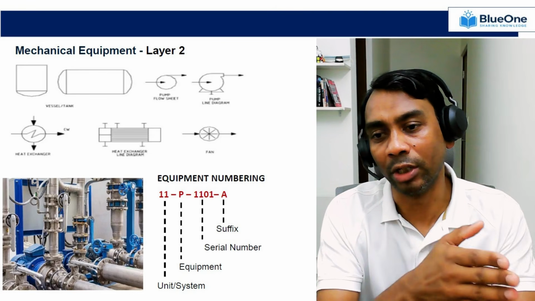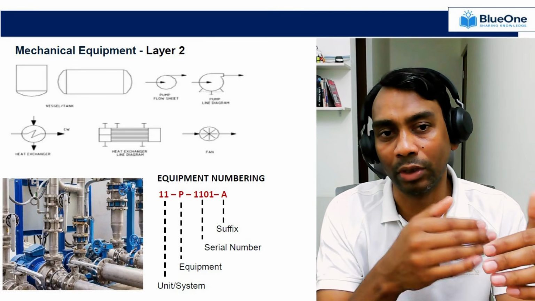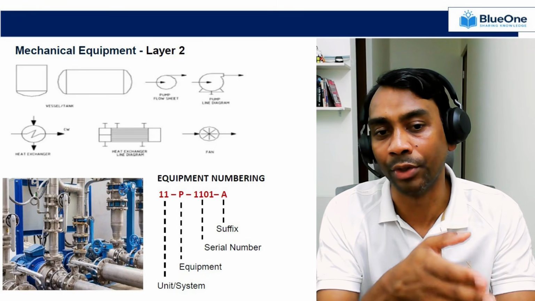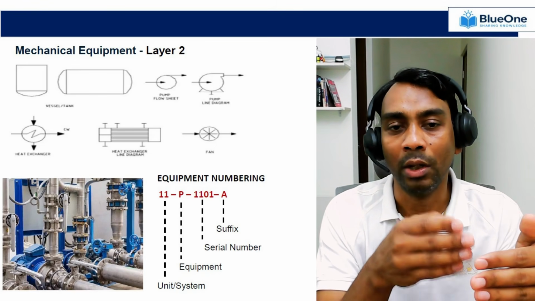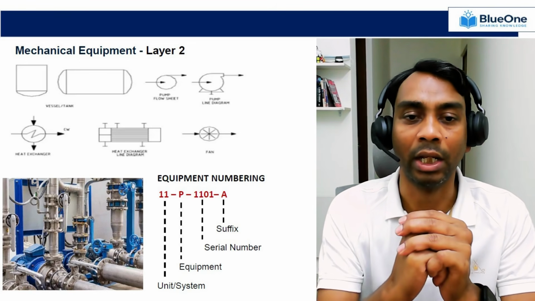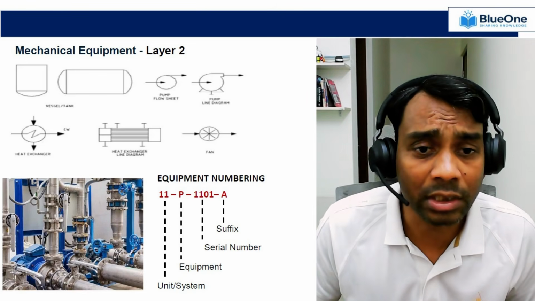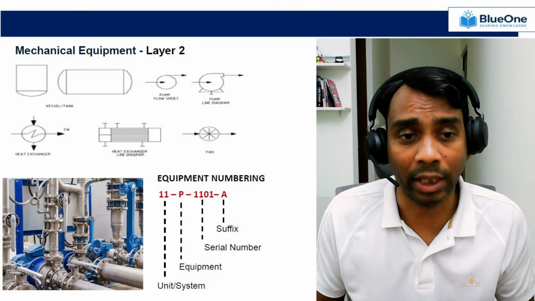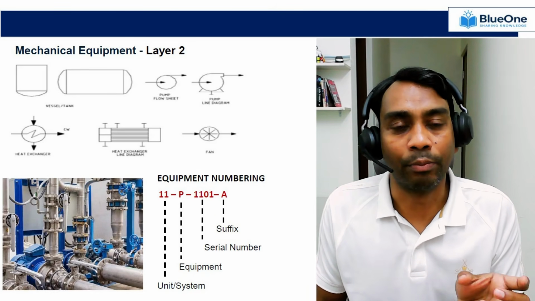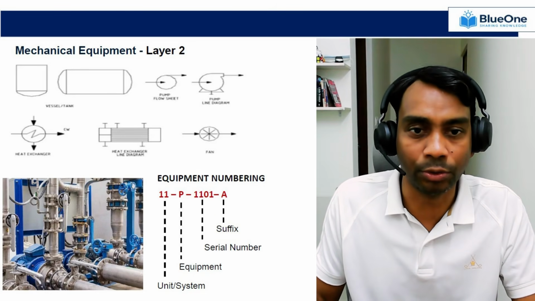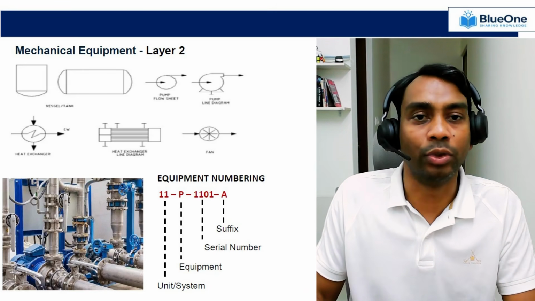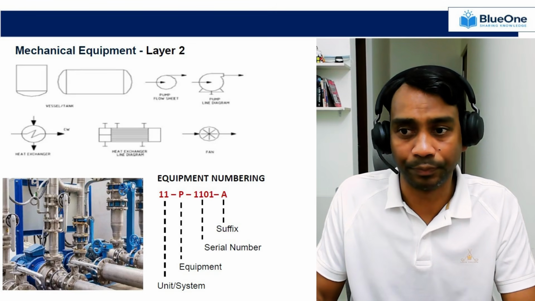In a plant you will have multiple equipment. For example, if you have 3 heat exchangers, and those 3 exchangers are part of unit or system 11, you will have 1101, 1102, 1103 subsequently. And then you have a suffix. Sometimes you may have redundant equipment like pump A, pump B. In that case, you will have a provision to provide a suffix to each equipment and give them a unique identity to easily identify and navigate.